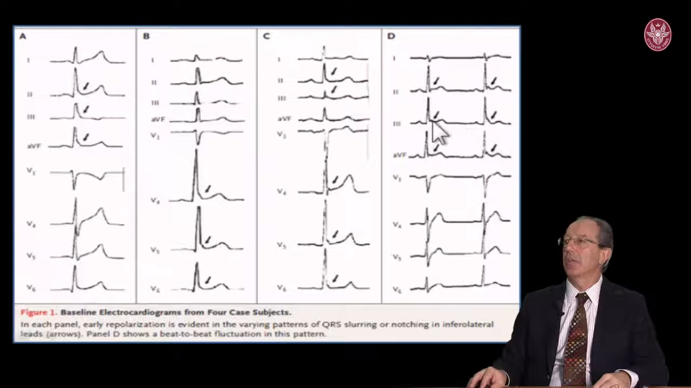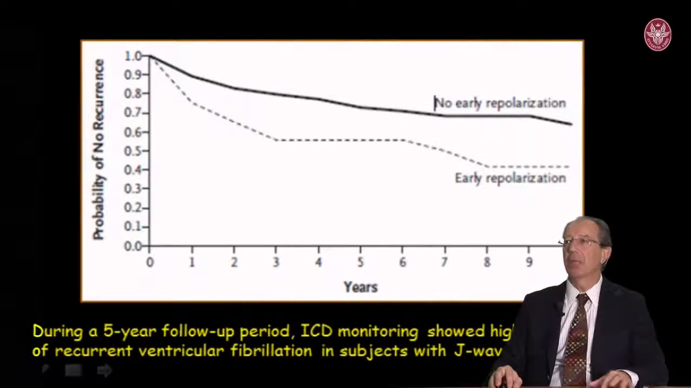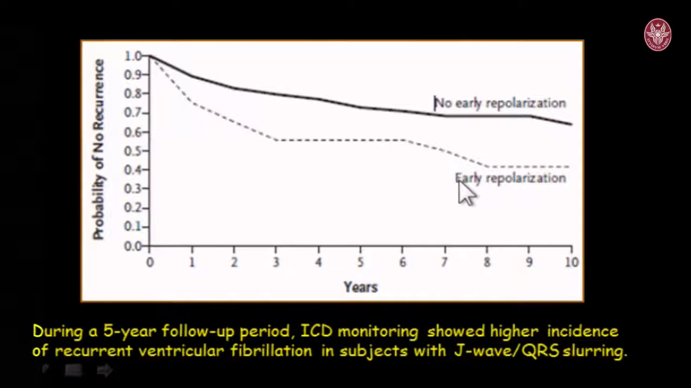And here again, these notches, which are the equivalent of the J wave. Also, in the standard leads, there is a kind of downsloping of the S wave, which is called slurring of the S wave. This was the only electrocardiographic pattern that Haïssaguerre was actually able to find in a selected population of people incurring ventricular fibrillation in the absence of any structural cardiovascular disease. And there is a clear difference in clinical outcome and recurrences of ventricular fibrillation between patients showing this particular pattern called early repolarization and those patients showing no such pattern.